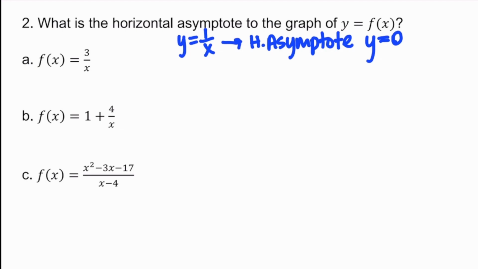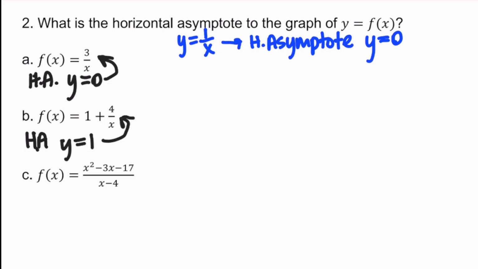So for f of x equals 3 over x, I'm going to say the horizontal asymptote is going to be y equals 0 also. Because same story, 3 over x, 3 is fixed, x gets bigger and bigger, 3 over x gets closer to 0. Okay, for b, the 4 over x is going to go towards 0 as x approaches infinity. So as a result, f is going to get closer and closer to 1 plus 0. This would be like horizontal asymptote y equals 1 plus 0, and so y equals 1.